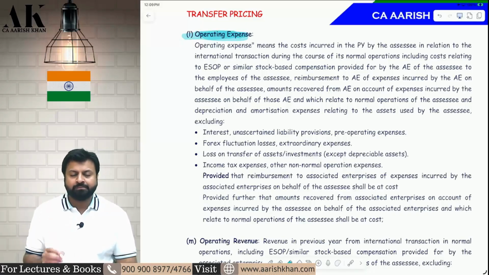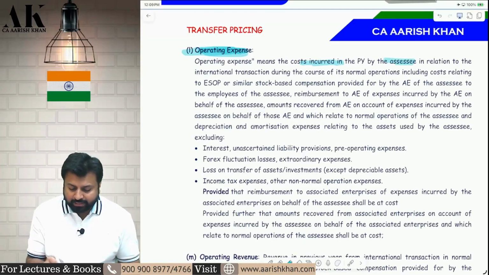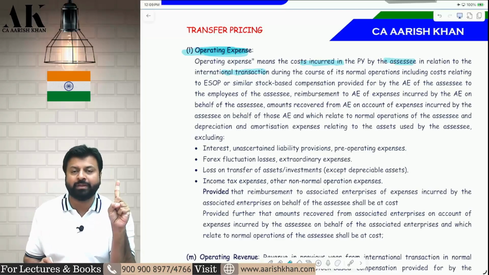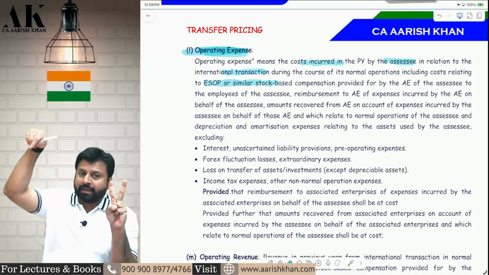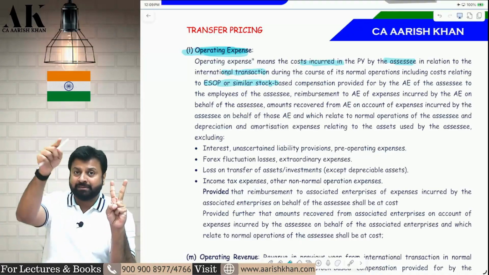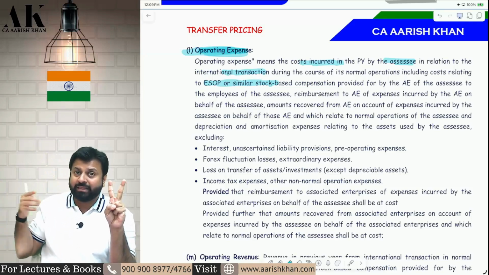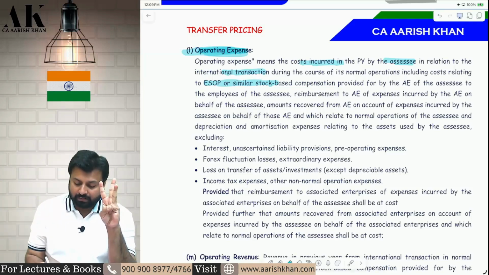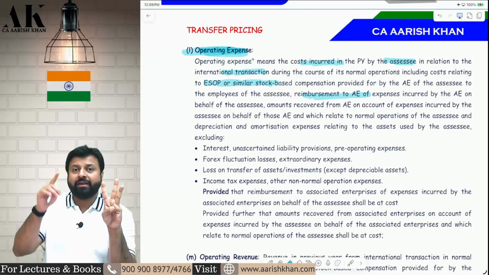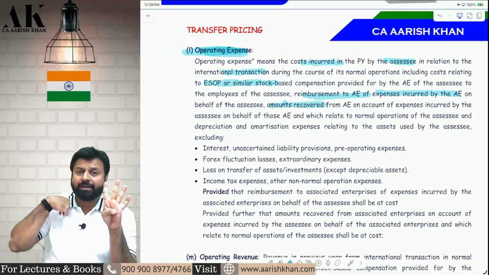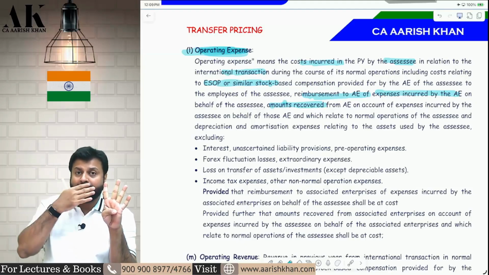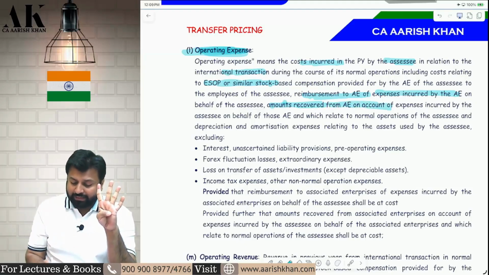Sir, what does expense include? Expense will include all costs incurred in relation to international transaction. Point number 1. Count with me. Second, it will also include the ESOP provided to our employees by associate enterprise. Third, reimbursement to AE, if AE has incurred some expense on our behalf and we have given them some reimbursement. Fourth, if we have incurred some expense on their behalf, the amount recovered from AE. So all these things are covered.